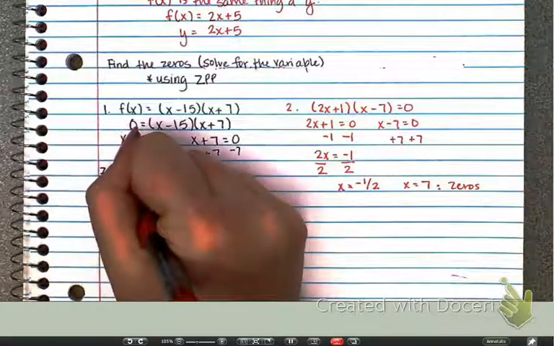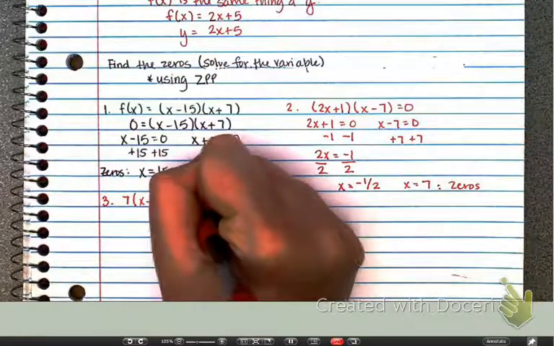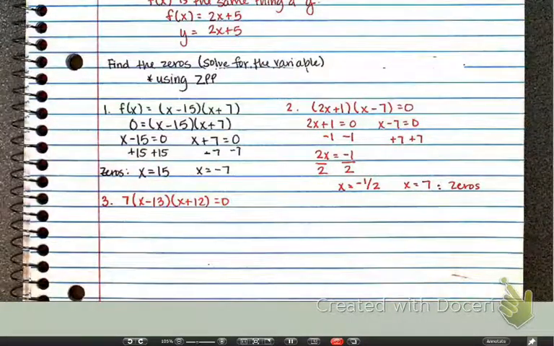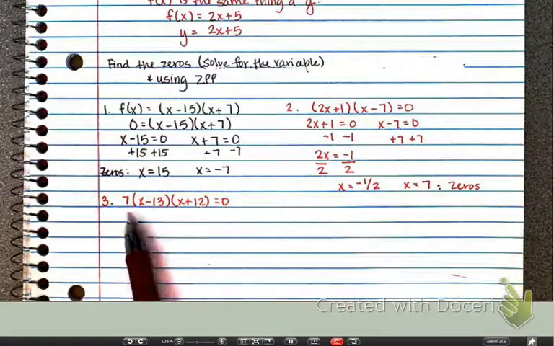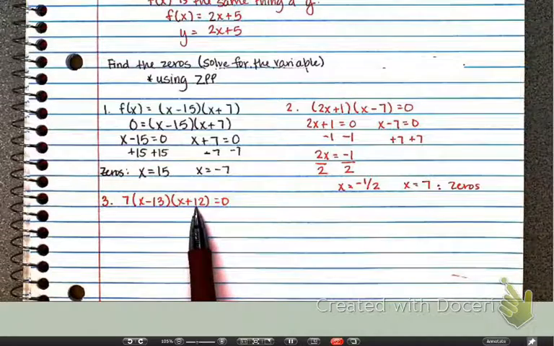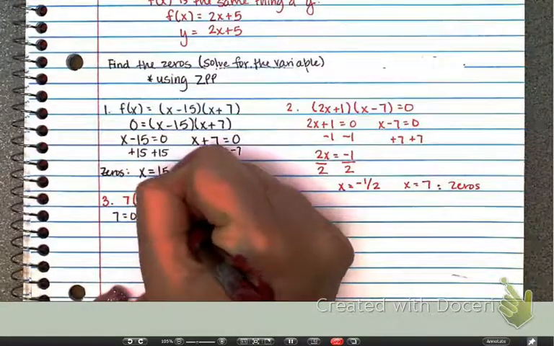So here I'm going to give you 7 times x minus 13 times x plus 12 equals 0. Now you should notice 3 different factors. You have 7, you have x plus 13, and you have x plus 12. We're going to set each of those equal to 0 to solve.